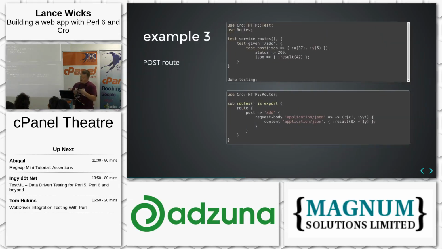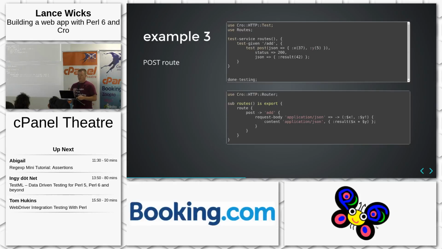So then kind of the last thing that obviously you're going to need is a post request. Again, dead simple. This one is actually cribbed, I think, directly from the Cro project itself, from the documentation, from their tests, I think it is actually. So this time I got a bit tricky. It's an /add route, and this time I'm going to post some JSON, and I'm going to post an X and a Y, and I'm going to add them together, and I expect it to return JSON with a result of 42, because that's always the right answer.